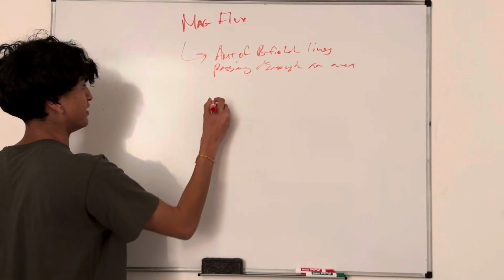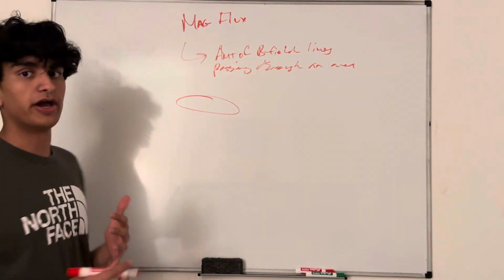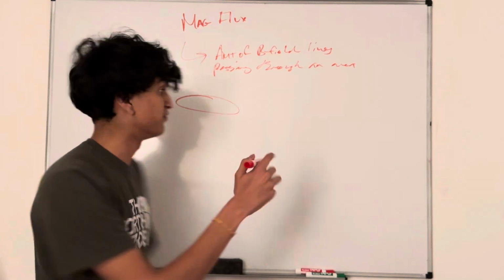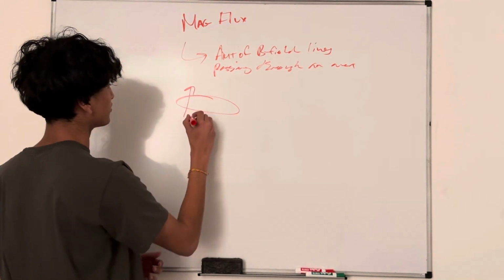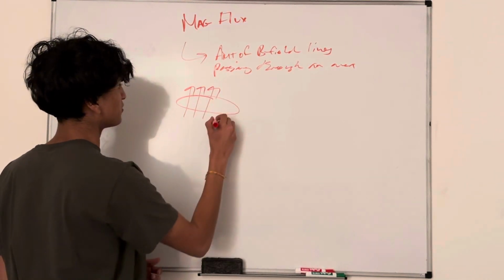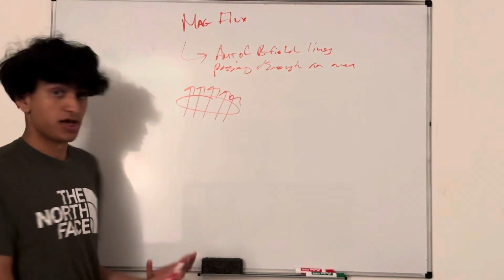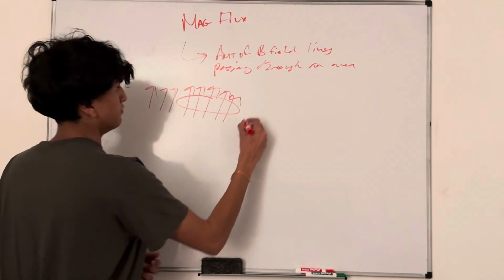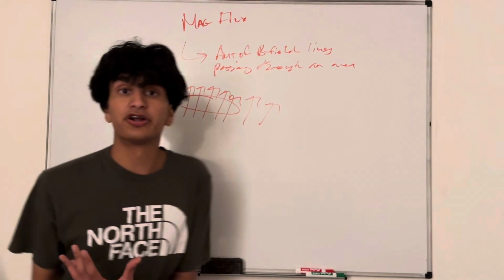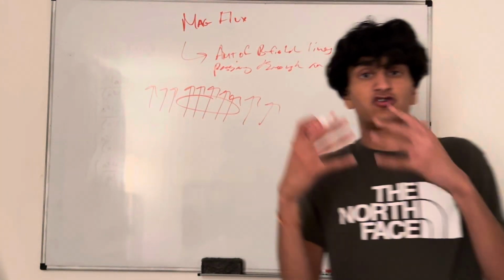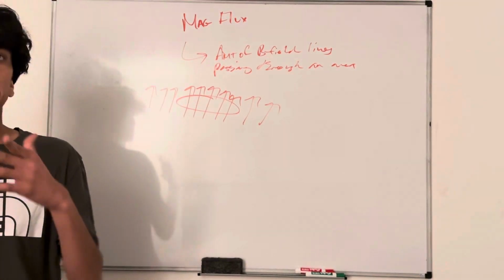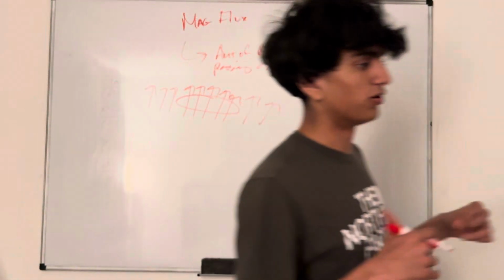If you had, let's say, this loop of wire, and you were to place it on top of a magnetic field, there are going to be field lines passing through that loop. There are obviously going to be some field lines outside the loop too, but we're worried about the field lines passing through the loop.